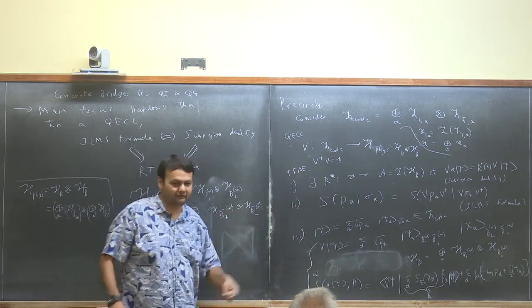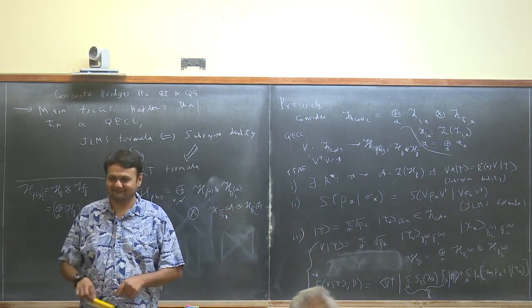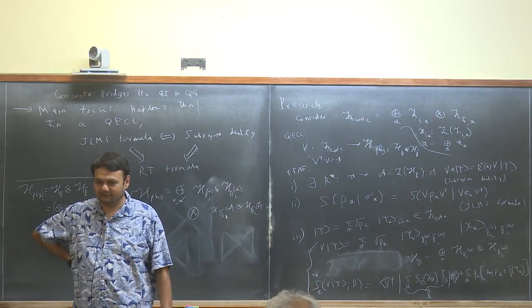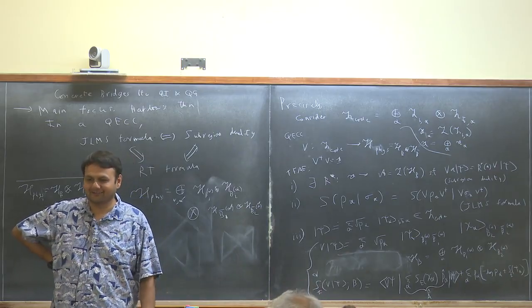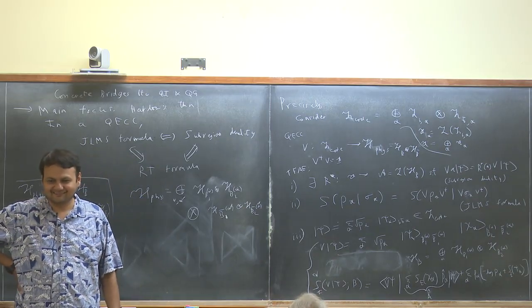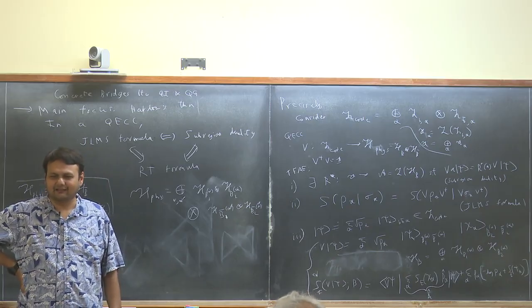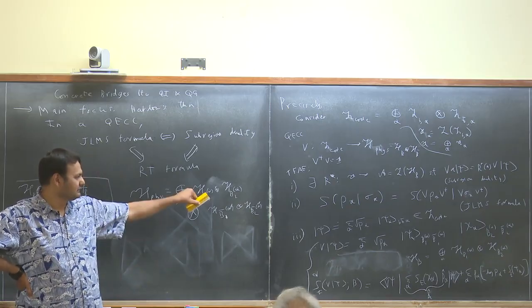The JLMS formula. Is that wrong? What's going on? I mean, basically in information theory, people call this the data processing inequality, right? The saturation of the data processing inequality.